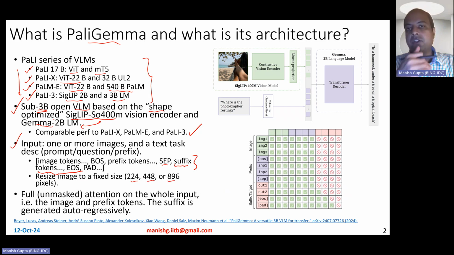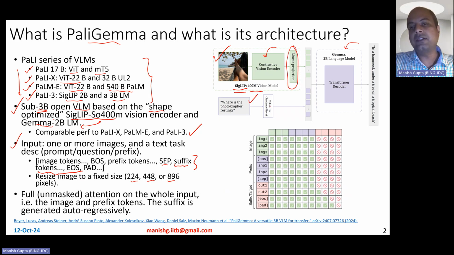And so this is the overall architecture. It basically takes an image. The image encoder is a contrastive vision encoder, the SigLIP 400 million parameter model. The large language model is a 2 billion Gemma model. And of course, it has a linear projection layer as well. Clearly, it takes the text tokens, and these text tokens are directly added or concatenated as input to the transformer decoder.